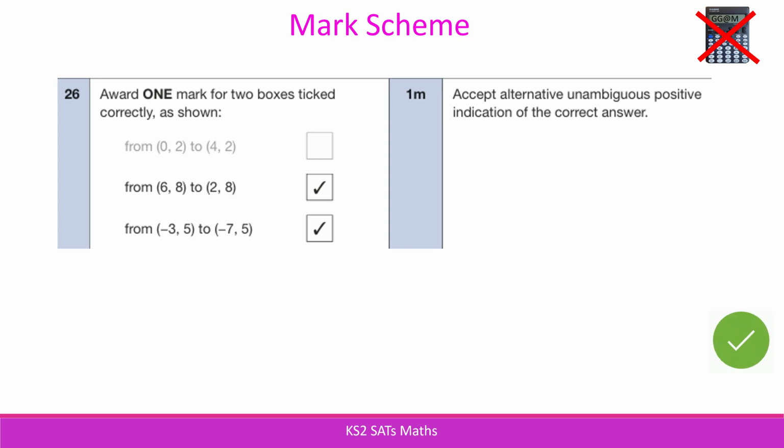The mark scheme on this question shows the 2 bottom boxes were the ones you were meant to tick for 1 M, which means 1 method mark.